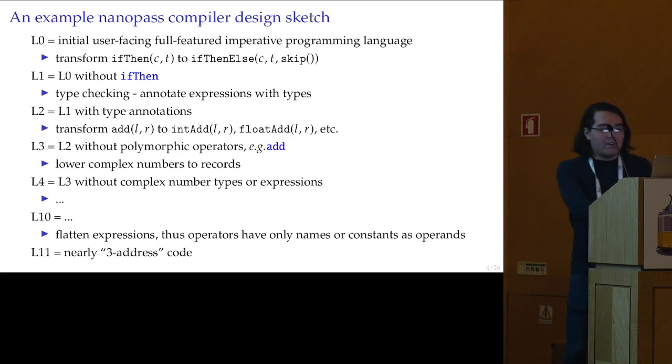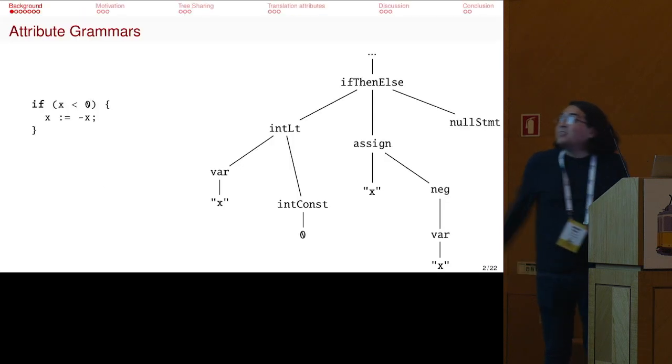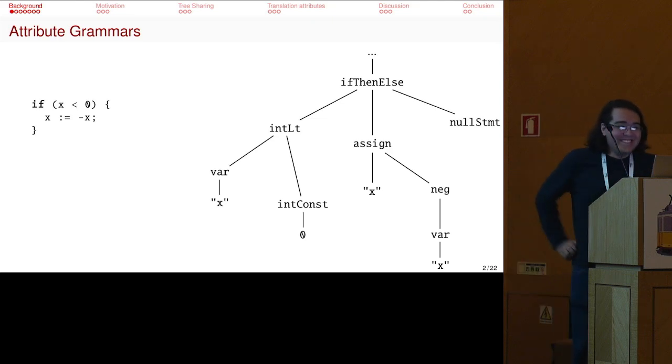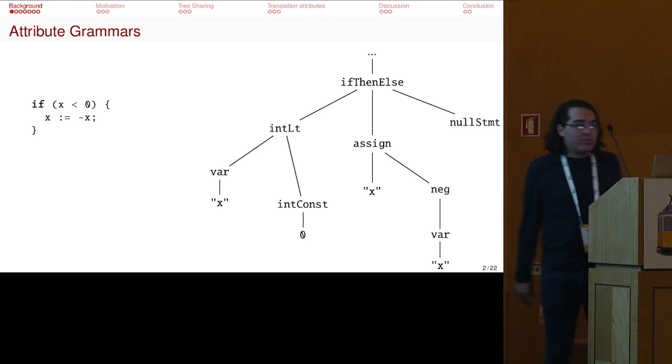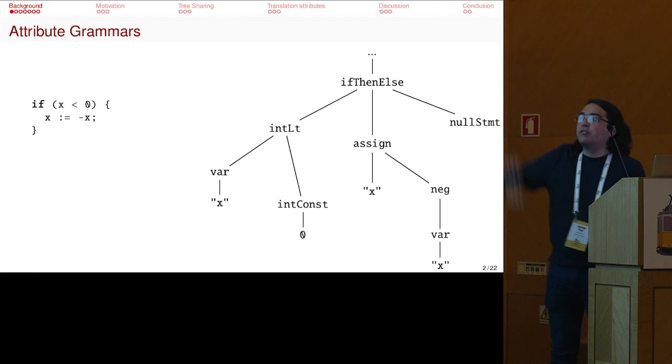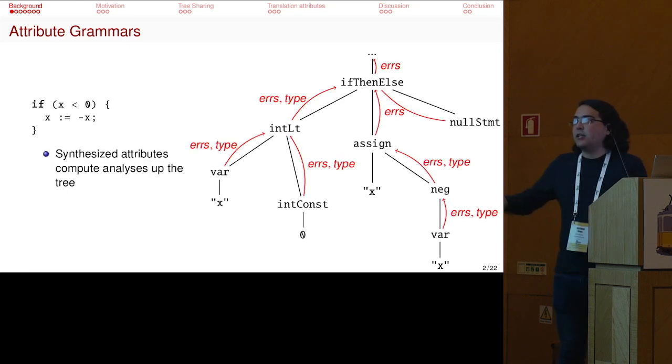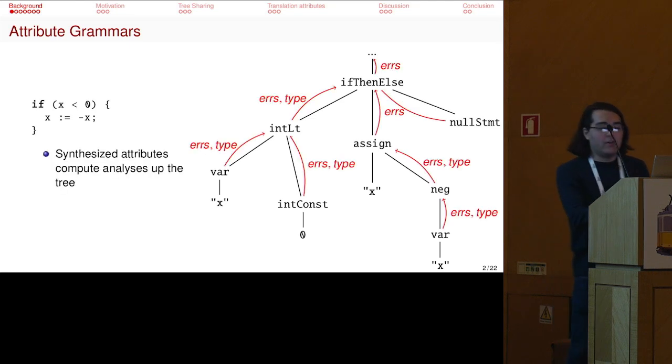Now I'll have some background on attribute grammars. You'll see, if you saw the previous talk, we can't just share trees, we can share slides too. So yeah, attribute grammars: you represent the structure of the object language program as a tree. You then have attributes you're putting on it. Synthesized attributes are going bottom up. Inherited attributes are going top down.